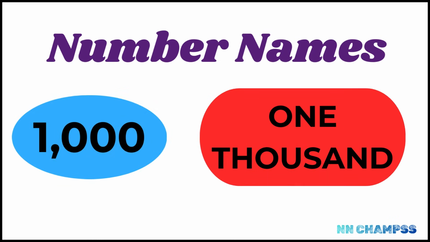If I add 3 zeros, then the number name is 1000. O N E, 1, T H O U S A N D, 1000.